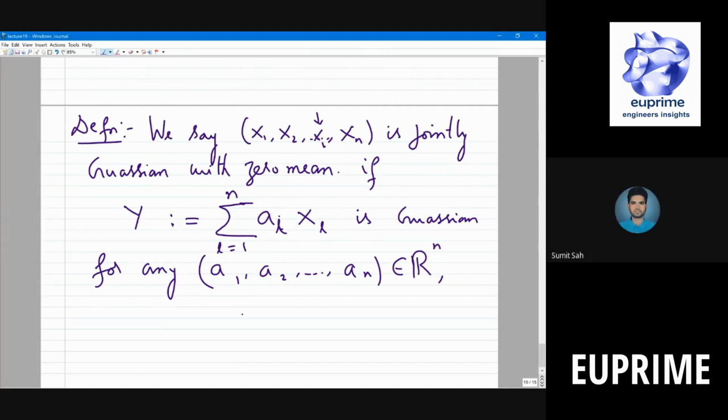So the starting point is I should first define what you mean by Gaussian. For a single random variable, I know because I know the PDF. For joint, I don't know. x1, x2, x3, x4, I don't know. So the starting point is this. I'll define what is known as jointly Gaussian. We say that x1 through xn is jointly Gaussian if you take any linear combination, the resulting random variable is a Gaussian random variable. Of course, with zero mean.